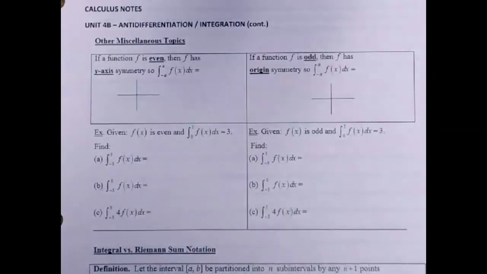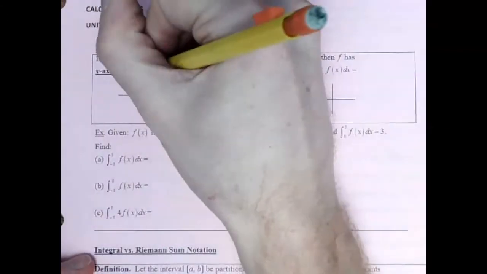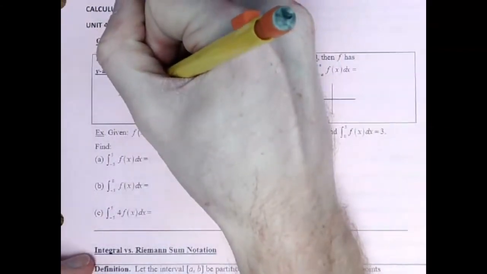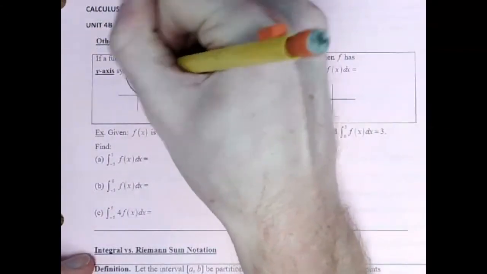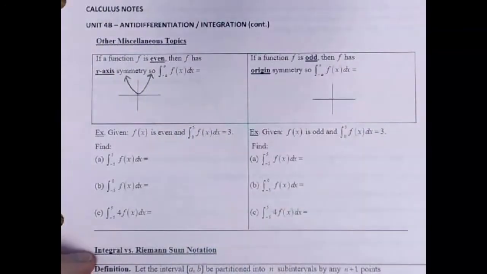Remember from pre-cal, a function is even if it's symmetric about the y-axis. That means the left side and the right side are going to match. So something like your typical y equals x squared parabola would be a good example of an even function.